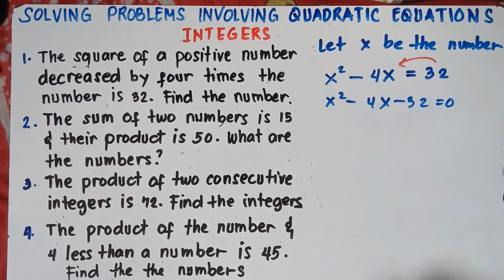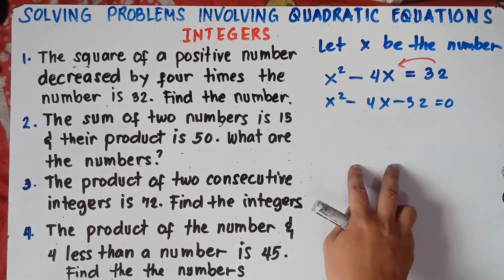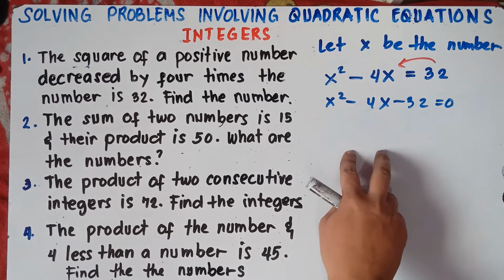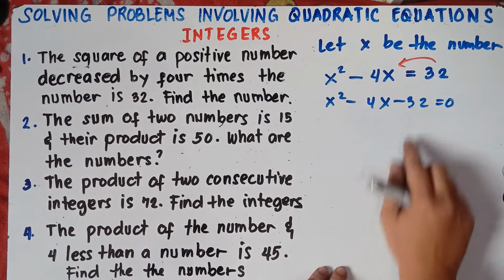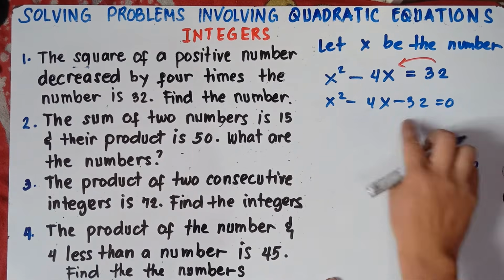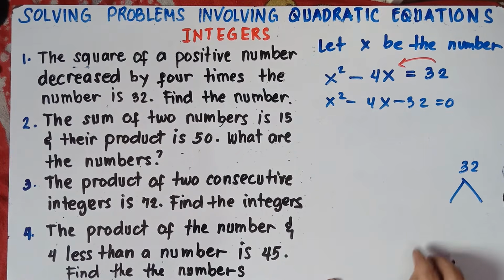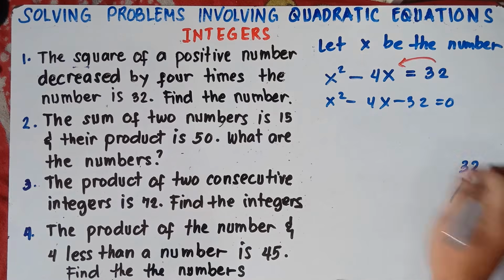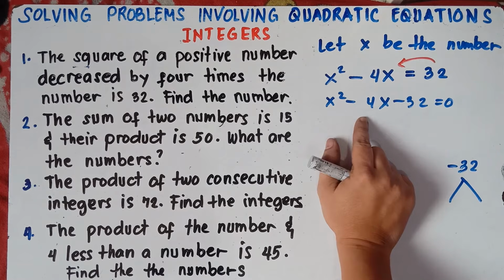After that, we can factor this out. If you want to learn more about factoring, I will put the link in the description down below. So this is negative 32, and you factor this out. You find two numbers that when you multiply, you will get negative 32, and when you combine, you will get negative 4.